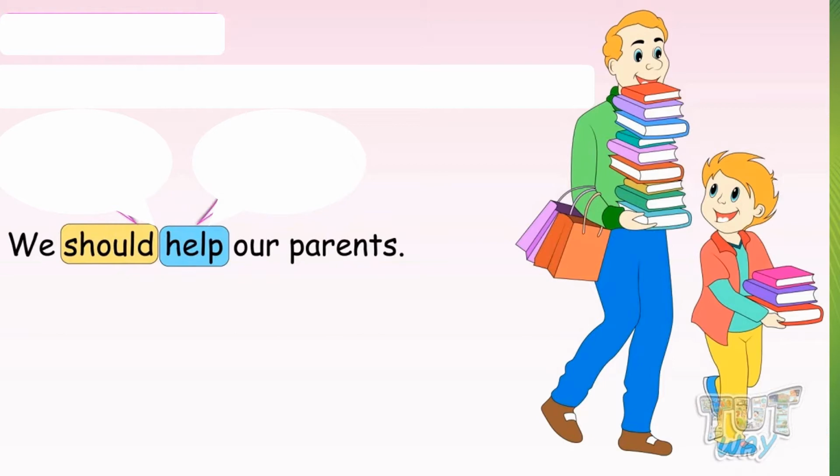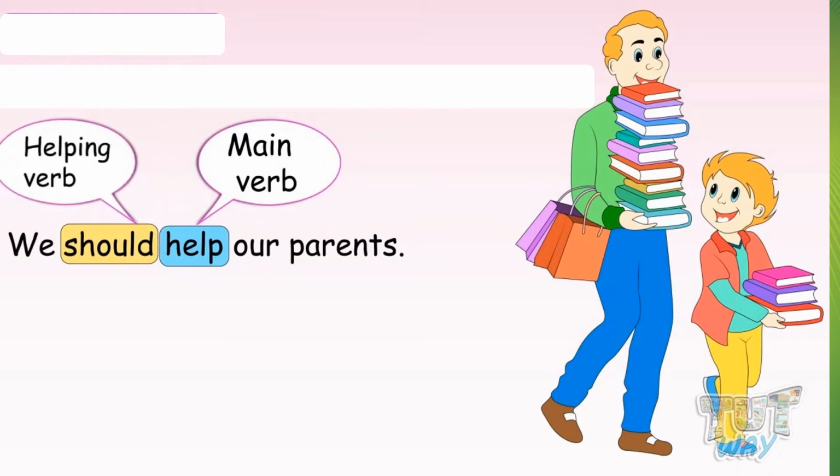Okay, so first of all we will see about the word help. So help is here the main verb. It is the main verb in this sentence. We help our parents. If you read in this way, we help our parents. And if you read with we should, then you can see the meaning of this sentence changes.